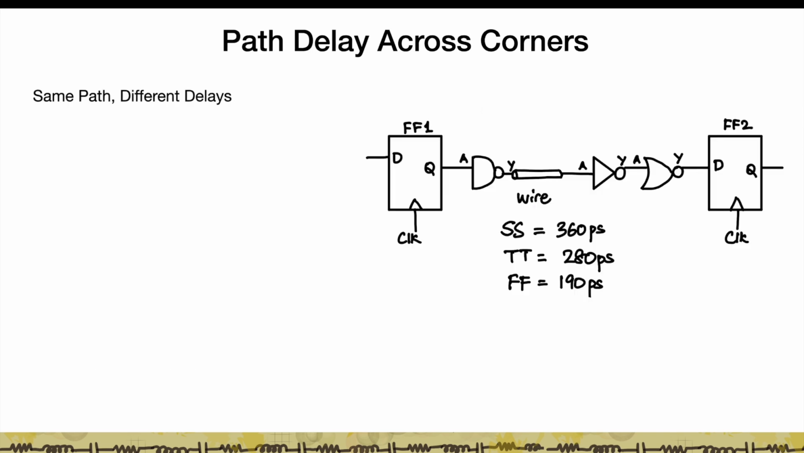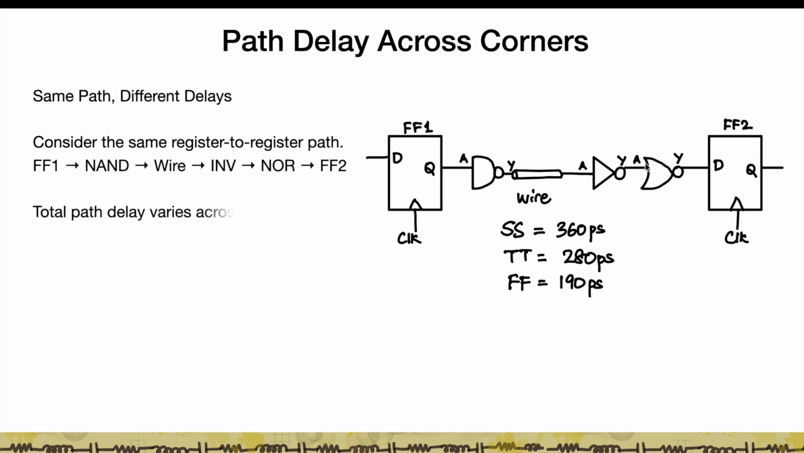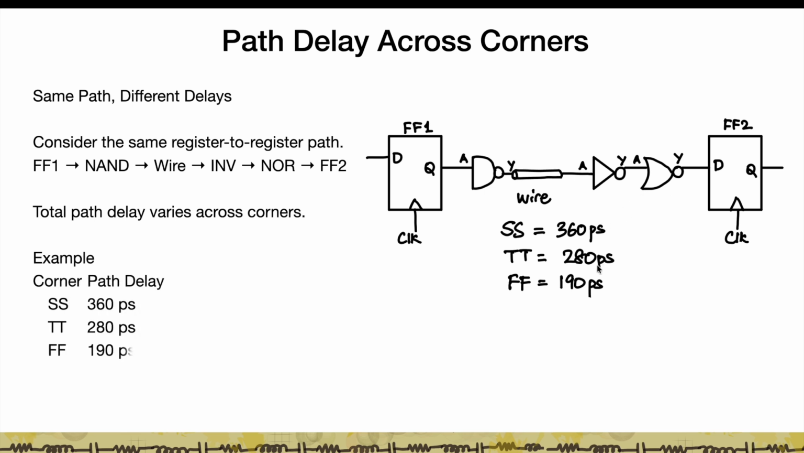Let's see this in our familiar timing path: FF1, NAND, wire, inverter, NOR, FF2. At the SS corner, 360 picoseconds. At the TT, 280. And at FF, 190. Same physical circuit, same logical function, a part delay range of nearly 2x between the fastest and the slowest corner.